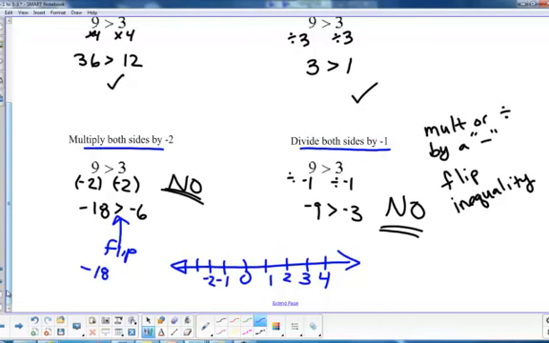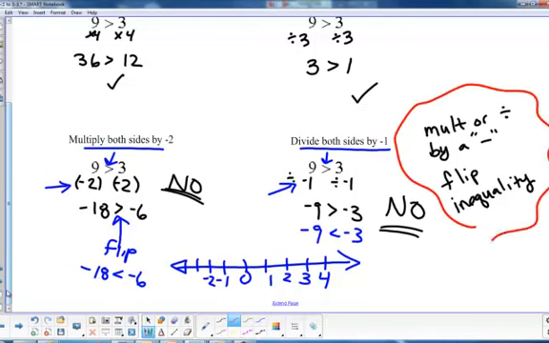So negative 18 would be less than negative 6. So the minute I multiply by negative 2, I'm flipping my inequality. The minute I divide by negative, I flip the inequality, and then it will be true. A rule. We're ready to put this to use.